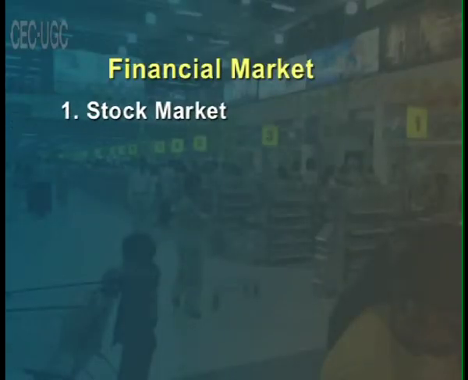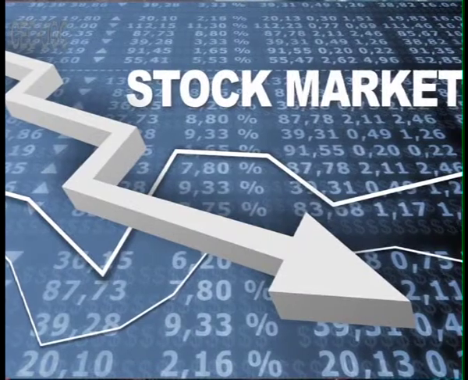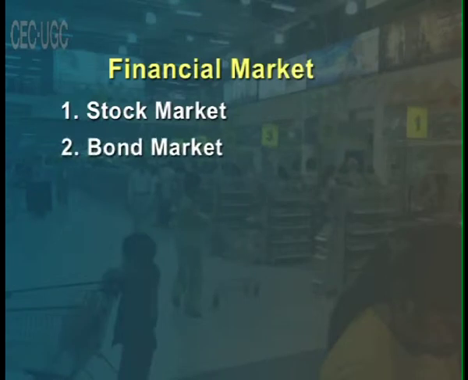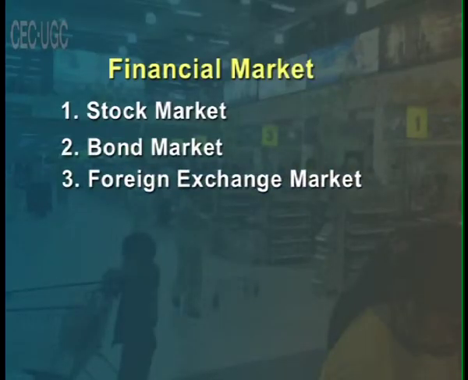A financial market is again divided into different markets. First, stock market. A form of market where sellers and buyers exchange shares is called a stock market. Second, bond market. A bond market is a market where buyers and sellers are engaged in the exchange of debt securities, usually in the form of bonds. A bond is a contract signed by both parties, where one party promises to return money with interest at fixed intervals. Third, foreign exchange market.